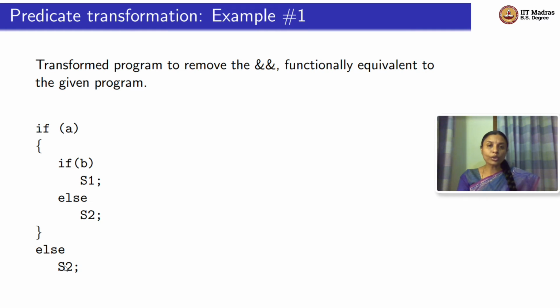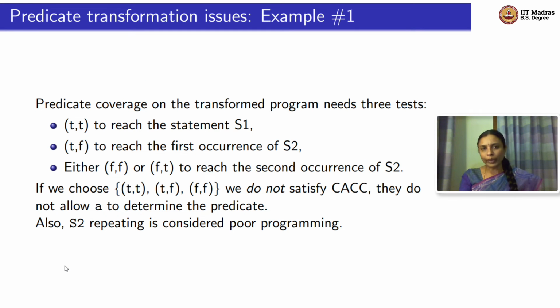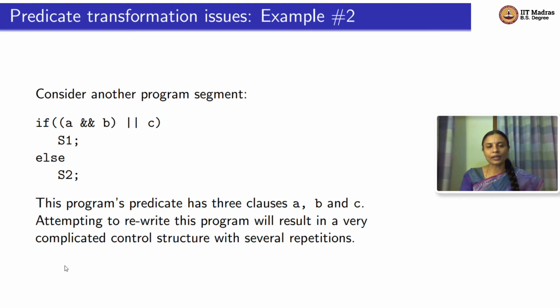This means that code is replicated, and this we all know is not a good programming practice. So there are issues like this. In fact, it doesn't stop here. There are more issues. This was a simple predicate. If you had a complex predicate, then your new program that results after the predicate transformation is unrecognizably bad. So I'll illustrate that with another example.